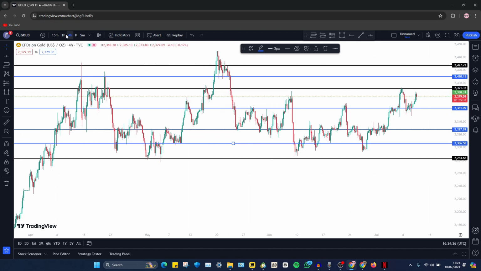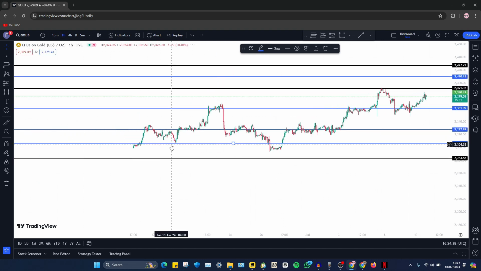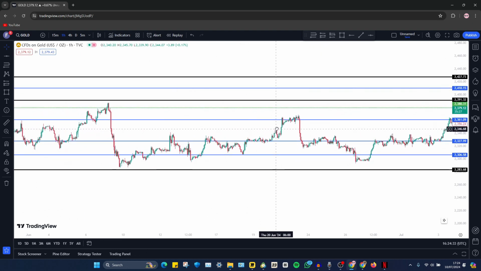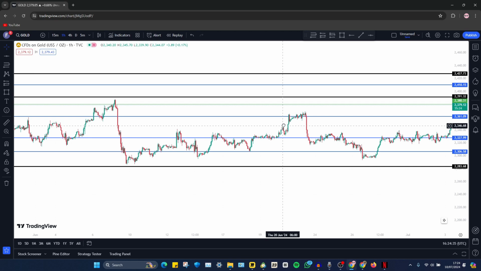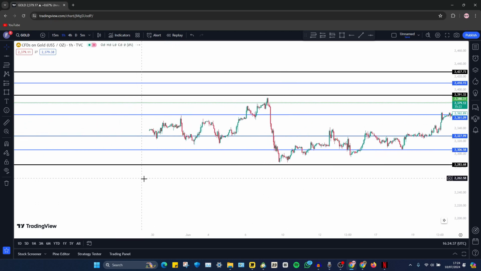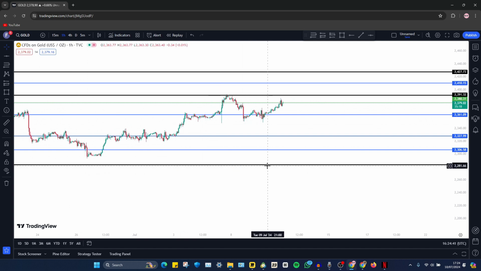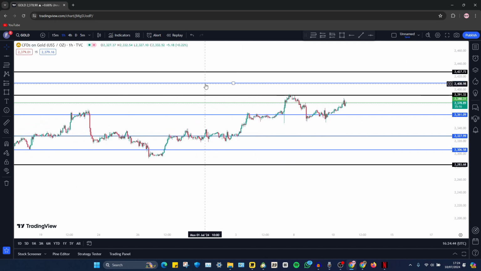So once you're done with this, you can go back to the 1 hour, and with the 1 hour we could make it much more of a sniper entry. But if you look at it, I think we're good with the markings.